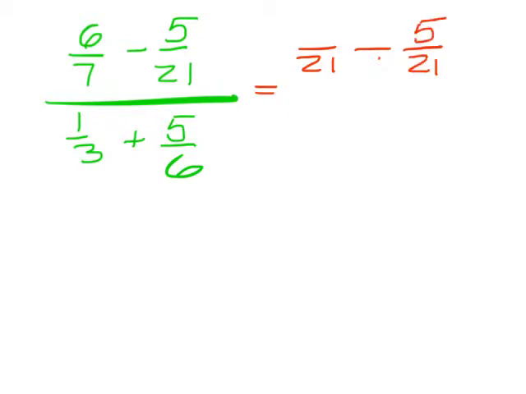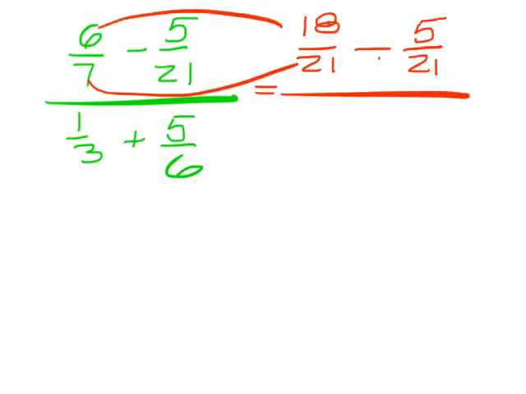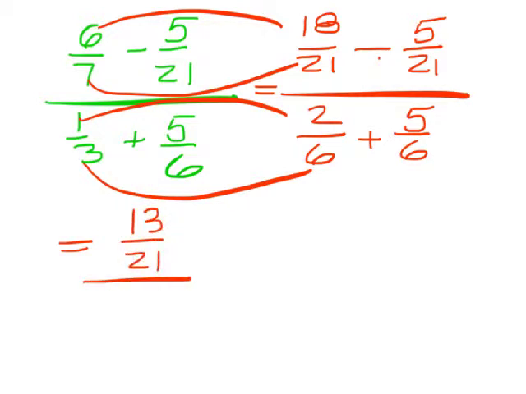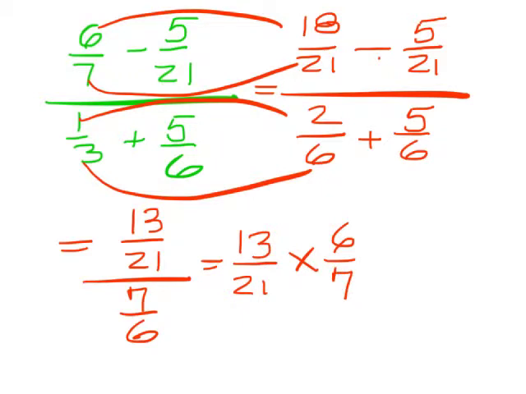Number 10 on the homework, we need a common denominator on the top of 21. And that means the second one stays the same, but this one you're multiplying by 3, so that's why we have an 18. And then on the bottom, your common denominator is 6. The second one stays the same, but you're multiplying by 2 there. And then simplify. On the top, you have 13/21. On the bottom, 7/6.